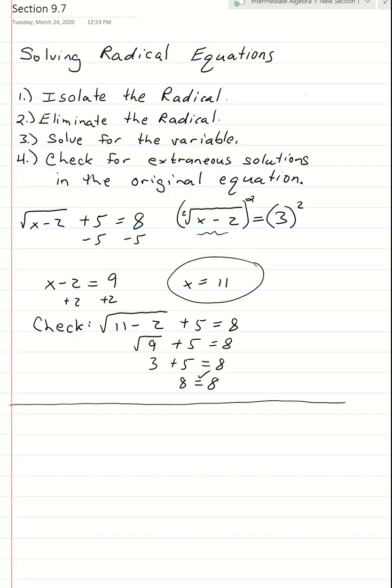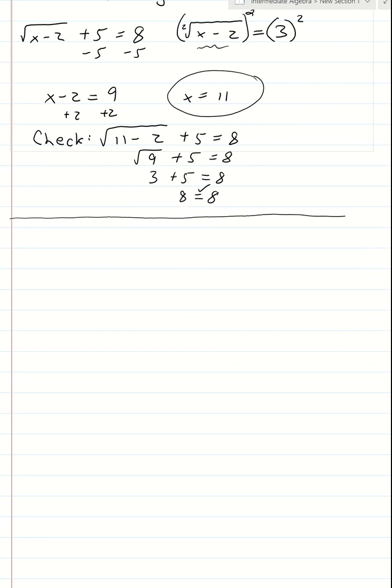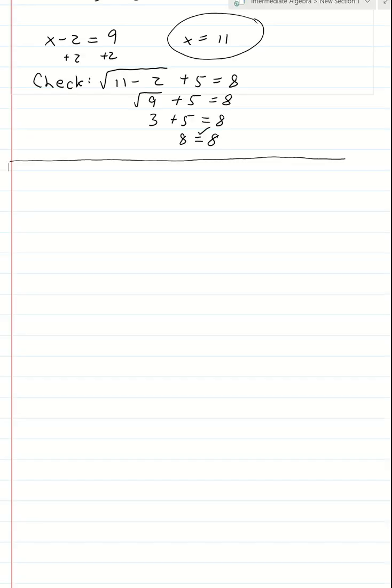Let's try another one. Very similar to the first one, where we will go through the 4 steps. In our second example, let's take the square root of x plus 5, plus 6 more, equals the number 4. So, step 1, we have to isolate this square root of x plus 5. So I will subtract the 6 over. That would now give us the square root of x plus 5 equaling, on the right side, a negative 2.